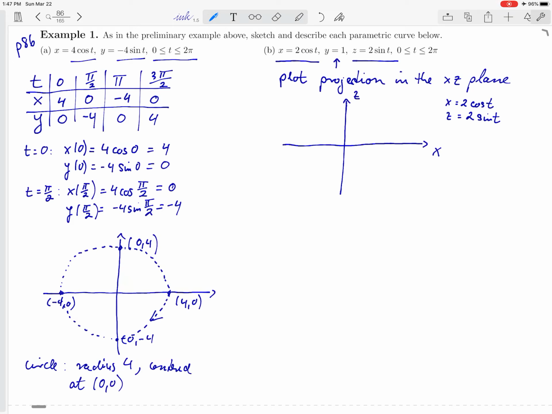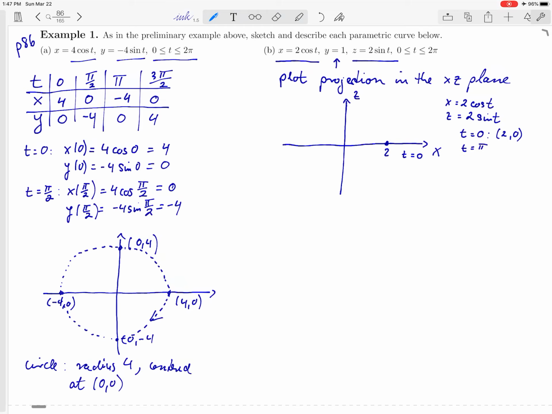So for t equals 0, where are we? When t is equal to 0, we are going to look at the point 2 cosine 0, that's 2, comma, 2 sine 0, that is 0. So we are starting at the point 2 comma 0. Let's draw that over here. So that is the point at t equals 0.